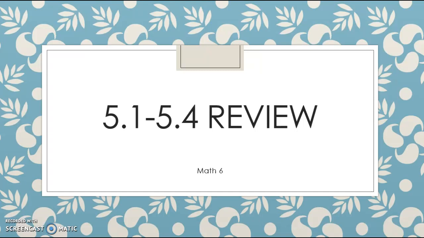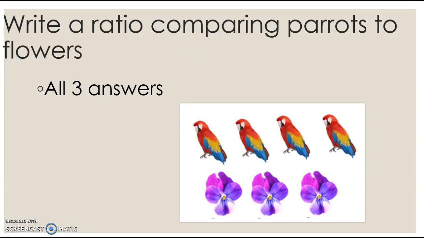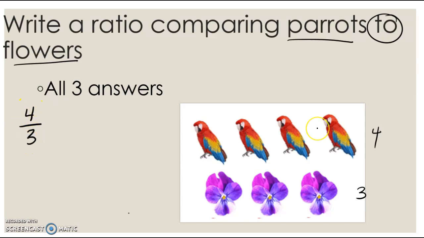And we are going to start with writing a ratio. Here we want to write a ratio comparing parrots to flowers. So the important piece here is we make sure we go in the correct order. So parrots to flowers. So we have 4 parrots, 3 flowers. So there's 3 different ways you can write a ratio. One is the fraction format. So we've got 4/3, 4 parrots to 3 flowers. We've got 4:3, and then 4 to 3. All of them are read as 4 to 3.